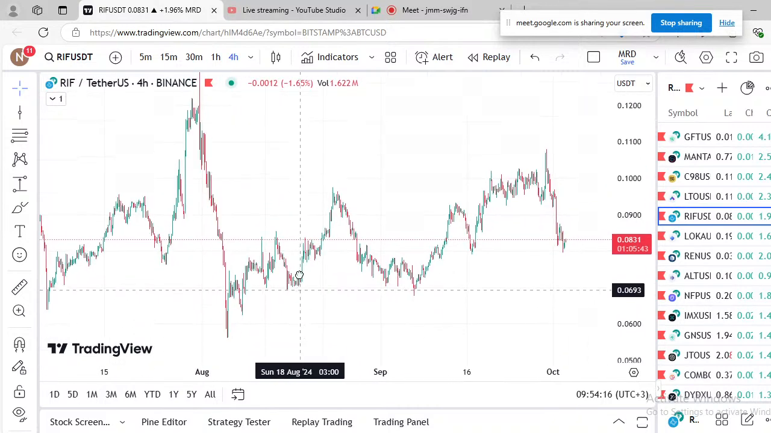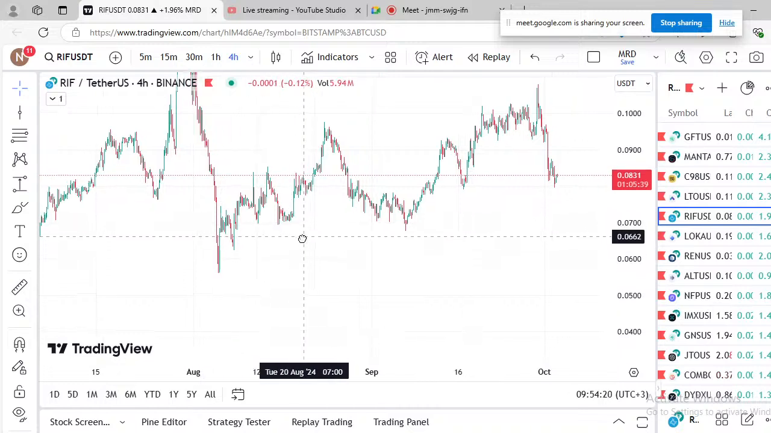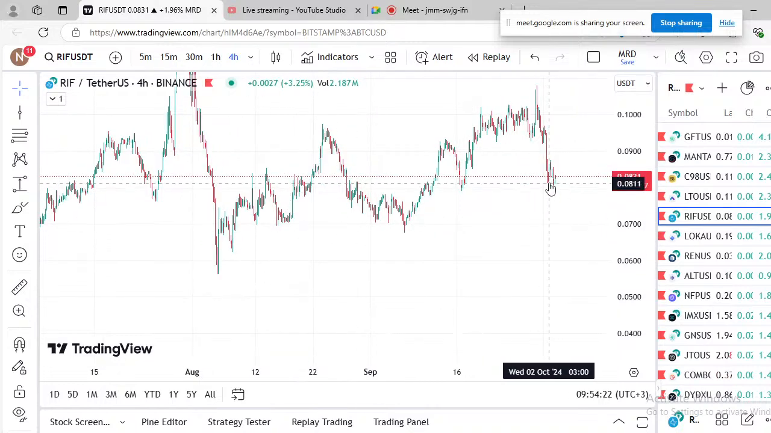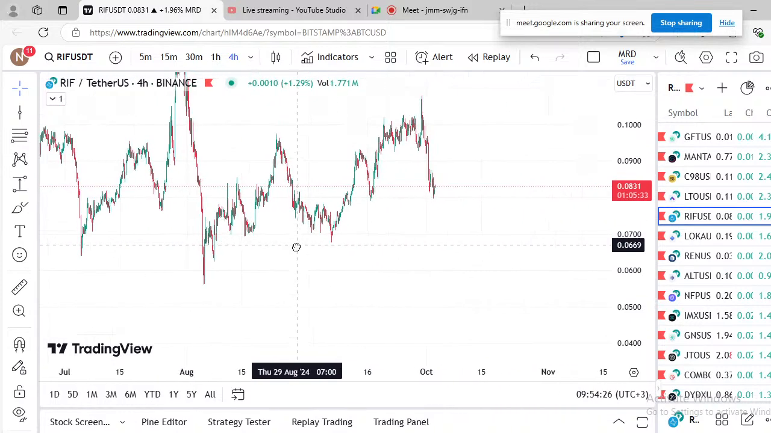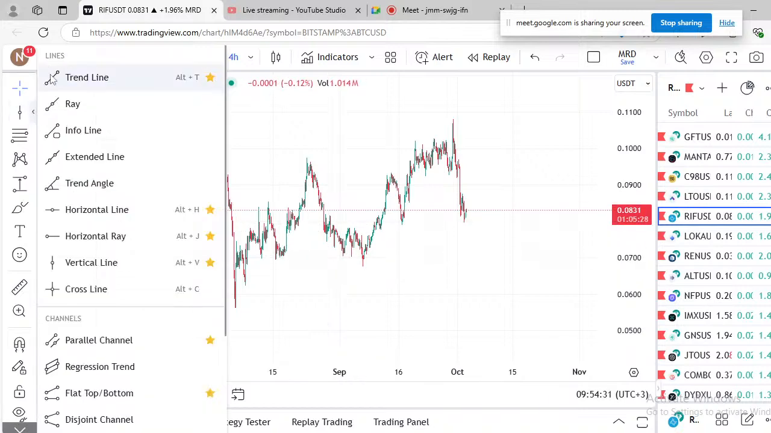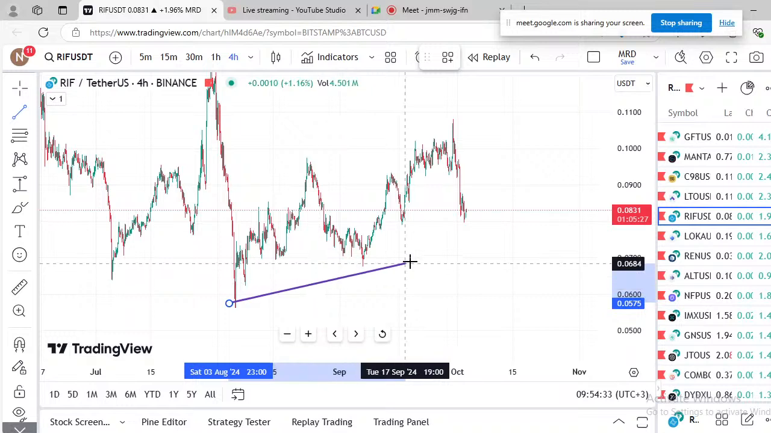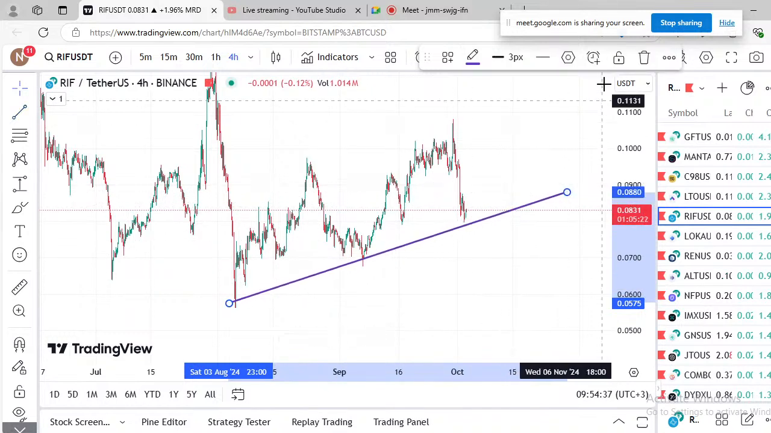We are on 4 hours. But even though currently the market is down, when you check on 4 hours, you can see that the market, on this coin, is still in an uptrend. The reason why is here. Can you see that? This is the trend. This is the trend line.